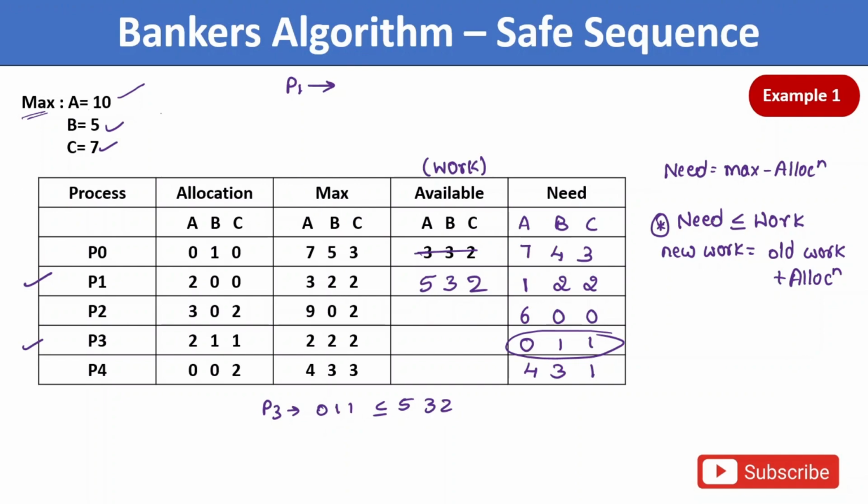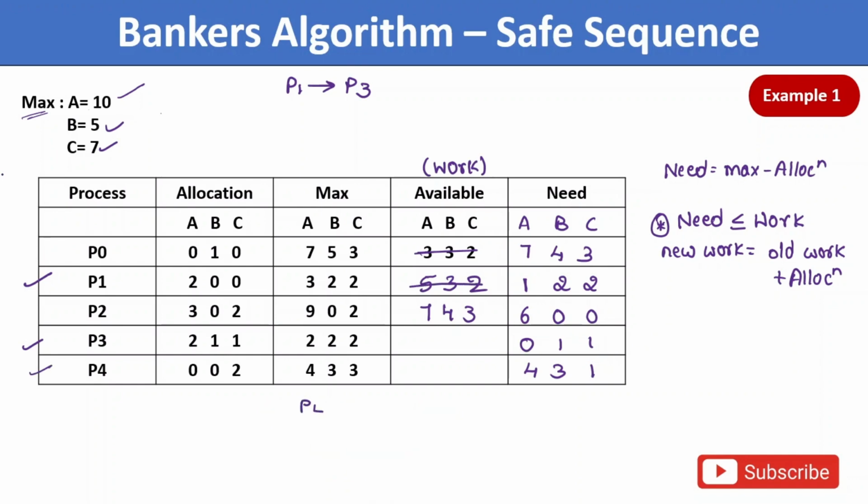So you can place the process P3 in the safe sequence and update the new work value. New work will be equal to old work plus allocation of the process that you placed in the safe sequence. That is process P3's allocation. It is 2, 1, 1. 5 plus 2 is 7. 3 plus 1 is 4. 2 plus 1 will be 3. So 7, 4, 3 is the new available or the work value.